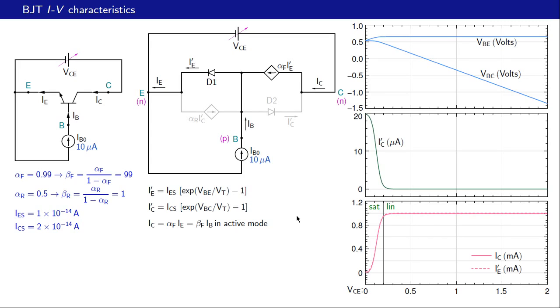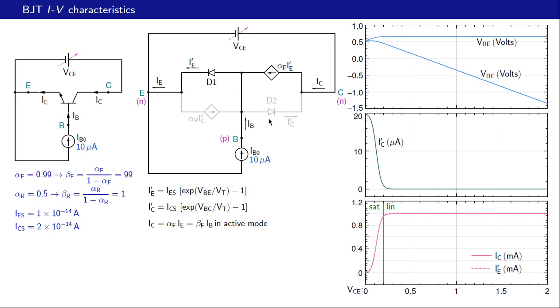Let us summarize the situation for VCE equal to 1 volt. We have about 0.7 volts appearing across D1, and the rest of the voltage, that is 1 volt minus 0.7 volts, about 0.3 volts, appears across the base collector junction. And since this end is positive compared to this one, the base collector diode is not conducting.